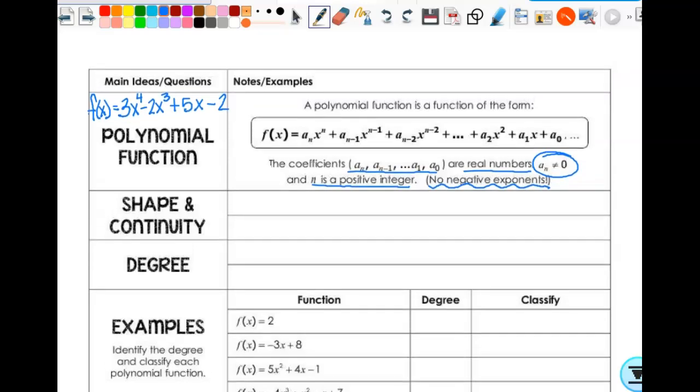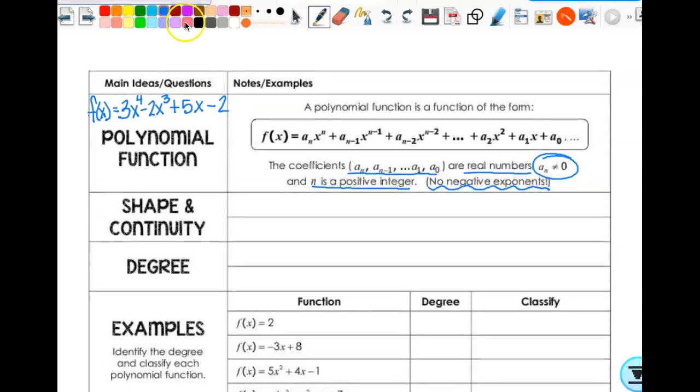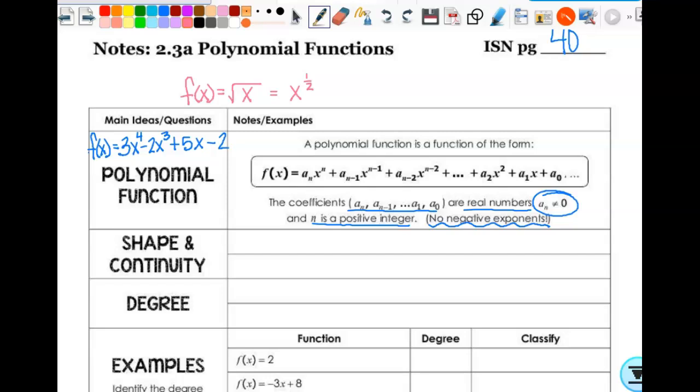So let me ask you this. If I have f of x is equal to the square root of x, what is the exponent on x if I wanted to rewrite it with exponents? 1/2. So that's equal to x to the 1/2 power. It's another way to write it. Does x have an integer exponent? Is this an integer? What are your integers?